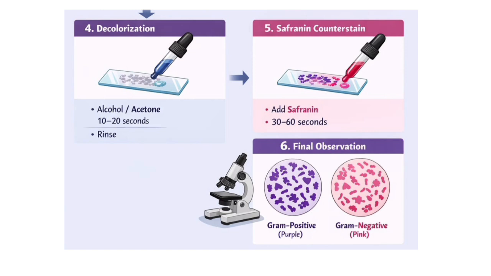Next is counterstaining. Now we have to flood the smear with safranin for 30 to 60 seconds. Wash gently with water or blot it dry. Now what happened? The gram-negative bacteria will get a pink or red stain while gram-positive bacteria remain violet in color.